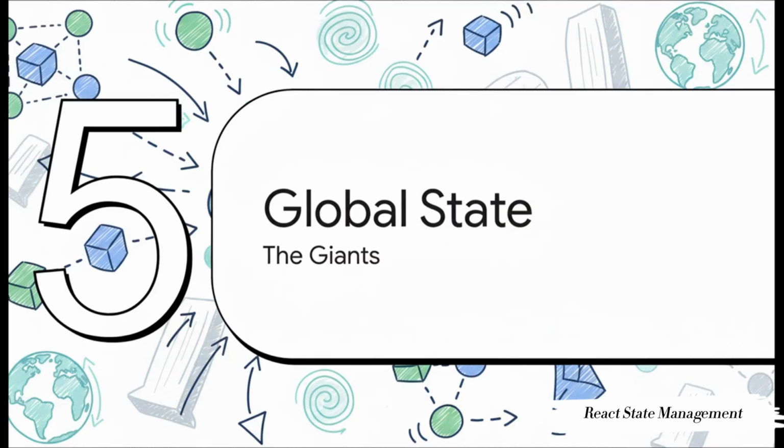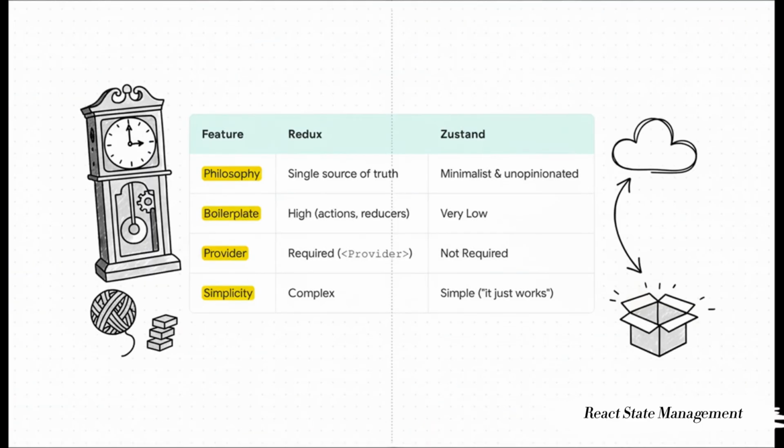And that brings us to the final boss of state management, global state. What happens when you have a piece of information that literally every part of your app needs to know about, and maybe even change? Well, for that, you need to bring in the heavy hitters, the global state giants. So let's look at the two big players.